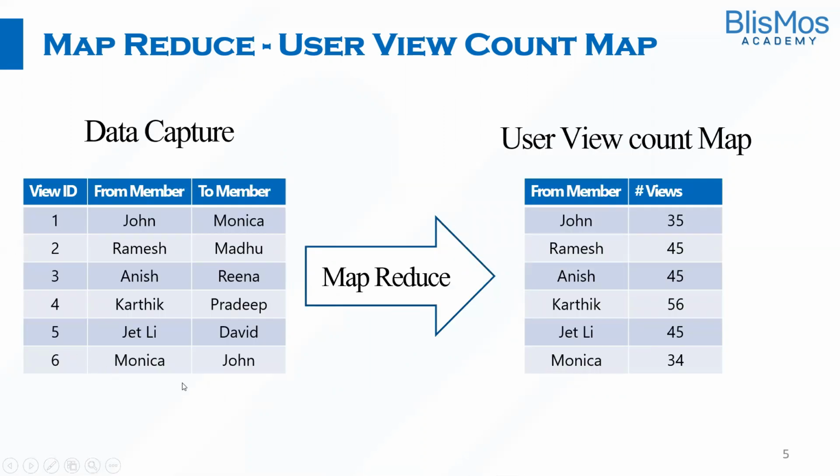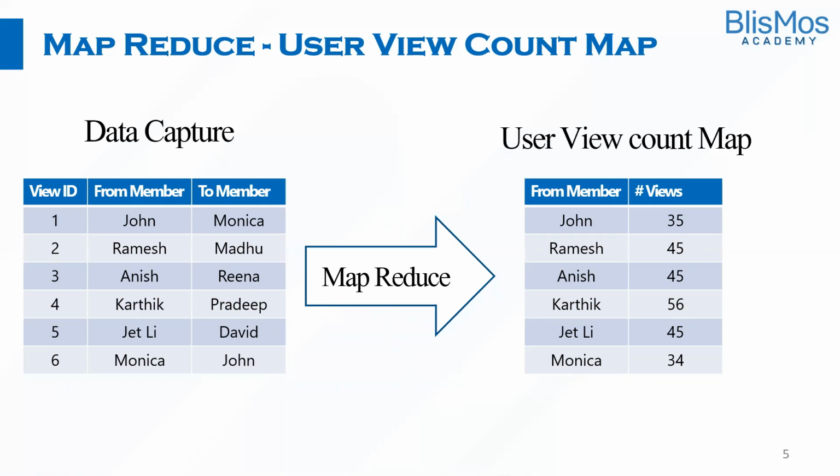The way we are trying to capture the data is like this. For example, now Monica, Madhu, Reena, Pradeep, David, and John are there. Their profile is viewed by which member? The way we were trying to capture the data is in a table format, wherein who is viewing which profile will be captured. But at the end of the analysis, what we want to get is each member's profile is viewed how many number of times. For example, John is viewed 35 times, Karthik 56 times, like that. How many times each of the members' profile is viewed? That is what we want to get out of this analysis.